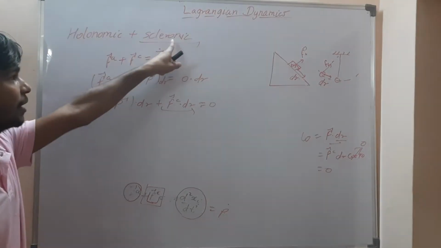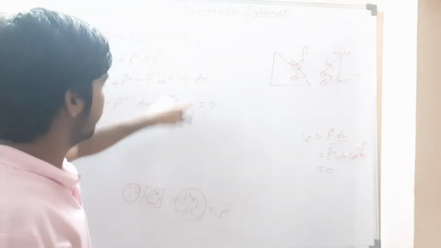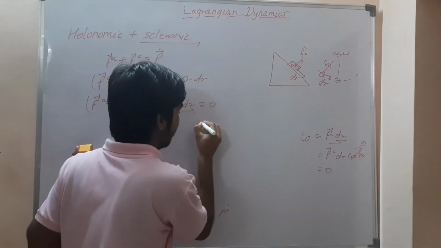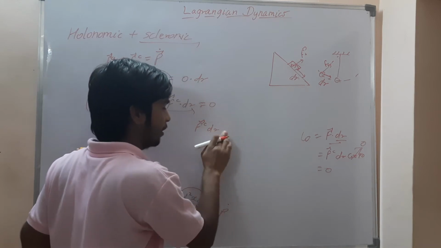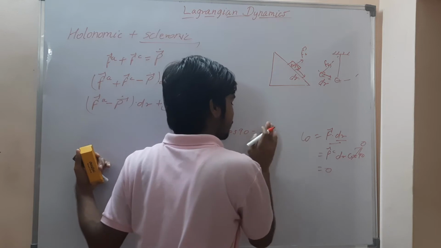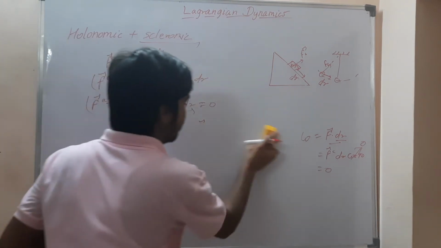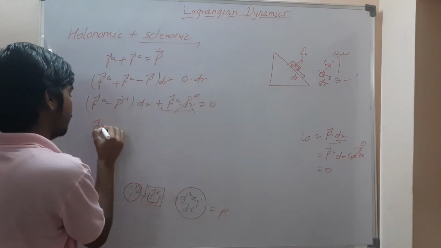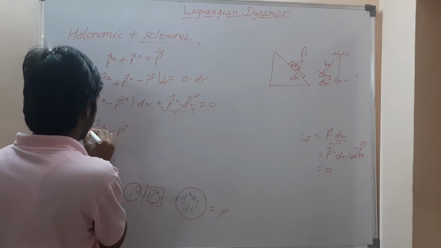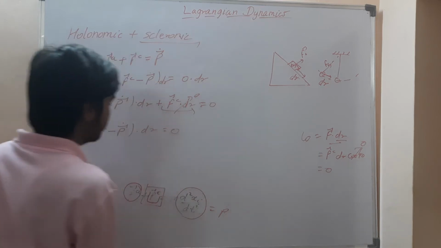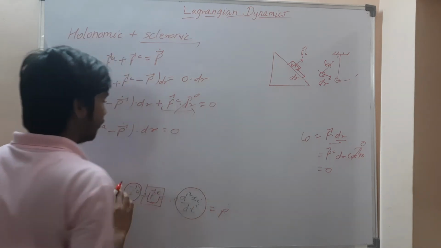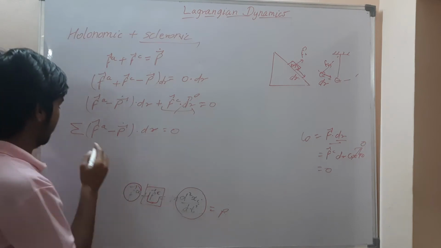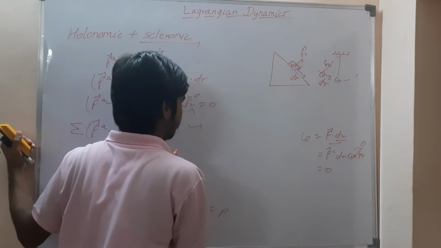This is for holonomic and scleronomic, not for rheonomic, where it won't be perpendicular. So if I take dr here, it will be perpendicular, meaning the angle between them is 90 degrees, and cos 90 degrees is 0. So our problem becomes easy, and this term goes to 0. So applied force minus p dot, dot dr is equal to 0. This is for one particle. For a system of particles, we can write the sum over all particles, so it will be valid for all.